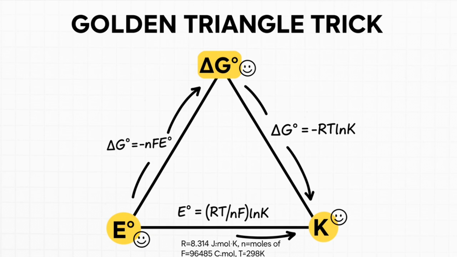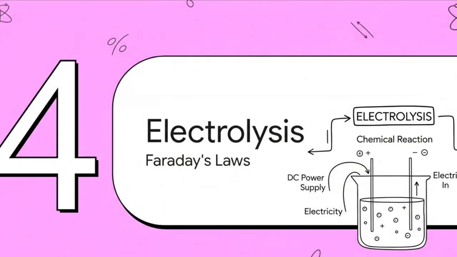This little relationship is used all the time in exams to check if a reaction is spontaneous. Okay, let's switch gears. Up until now, we've talked about cells that make electricity. Now we're going to flip that completely. We're diving into electrolysis, where we actually use electricity to force a chemical reaction to happen.